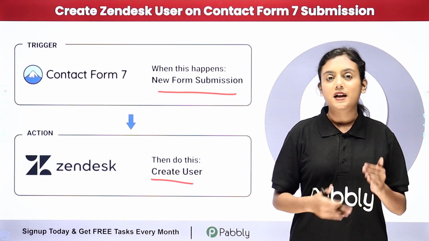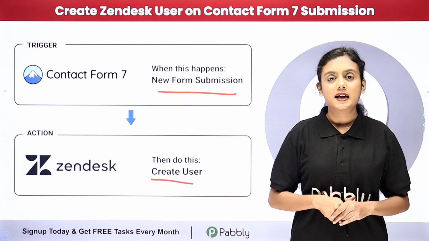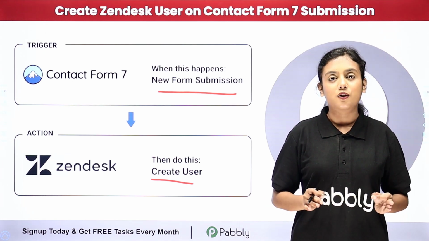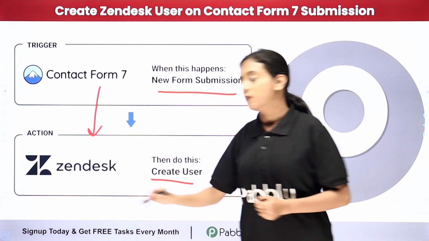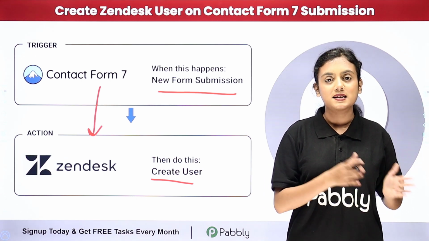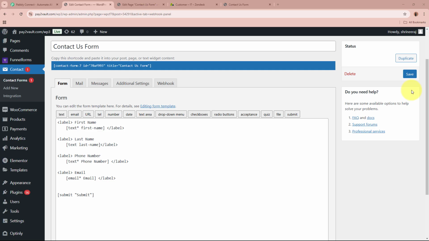So what I've done is I've simply automated this entire process with the help of Pabbly Connect, which is an amazing automation and integration software. And here is this automation. I'm going to build the connection between contact form 7 and Zendesk with the help of it. So if you also want to learn about this amazing automation process step by step, for that let me take you to my screen.